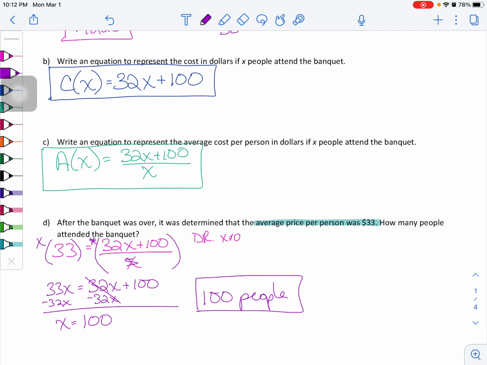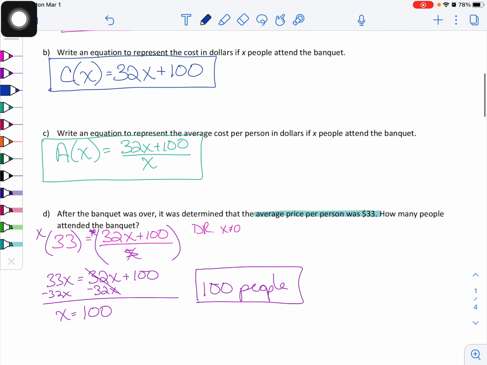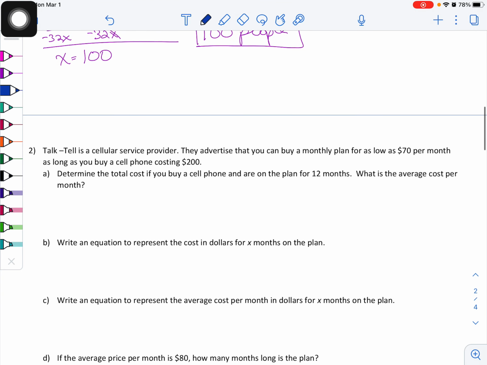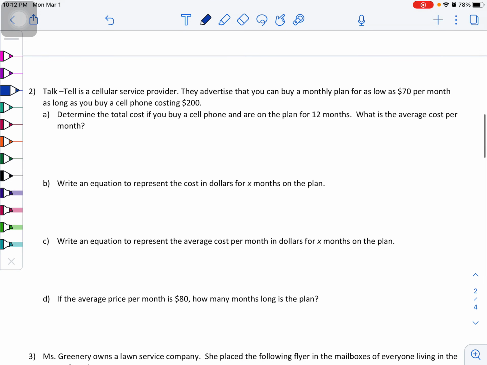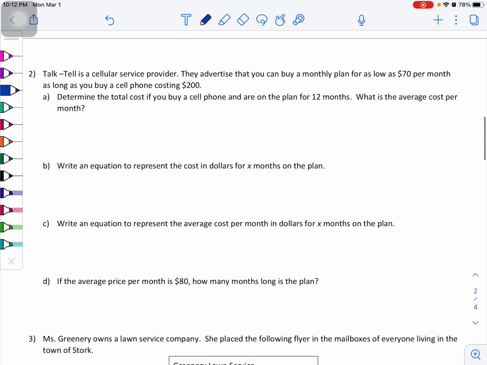All right, so that's going to be these average cost equations. We're going to have to write the equation and then use one of the equations that we write to find some information. So that's problem number 1. I'm going to go ahead and slide on down to number 2 here. All right, so this is TalkTel.